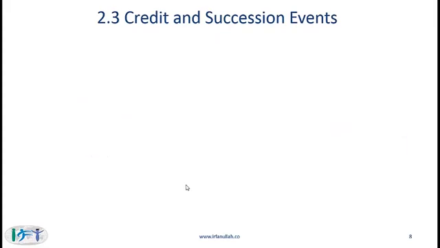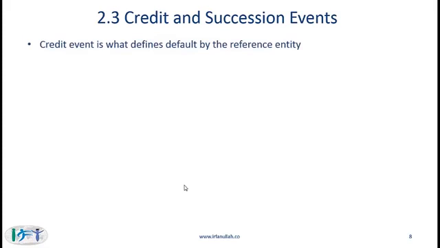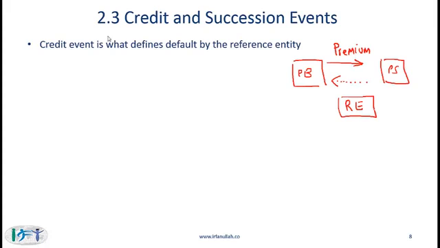Now let's talk about credit and succession events. A credit event is what defines default by the reference entity. You can think of this as the triggering event which will cause the protection seller to make this contingent payment to the protection buyer.